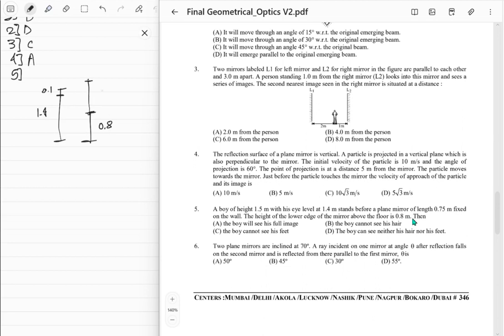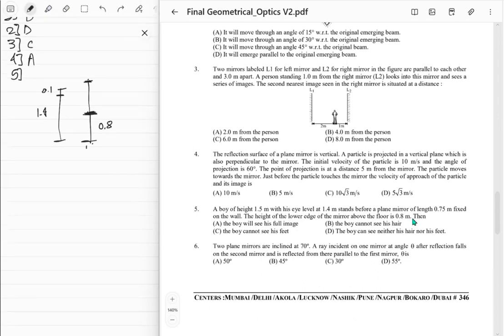Then the boy will see his full image? Well, it can't, because this is too high, right? It should be 0.7. If this bottom edge was lower than or equal to 0.7, it would have worked, but it's not. So he cannot see the full image. Well, he definitely can see his hair because, come on, it's quite above it. So yes, this can definitely happen.